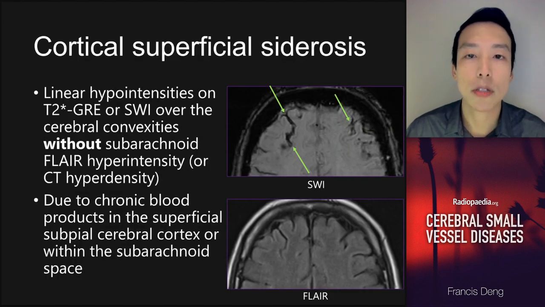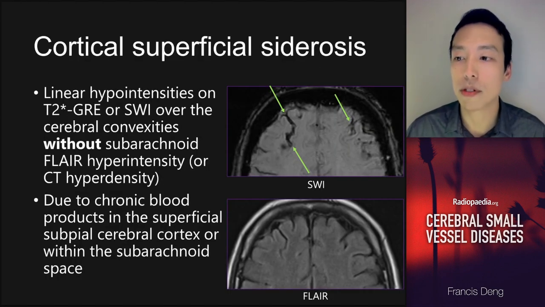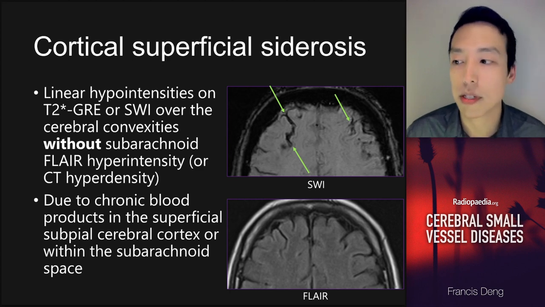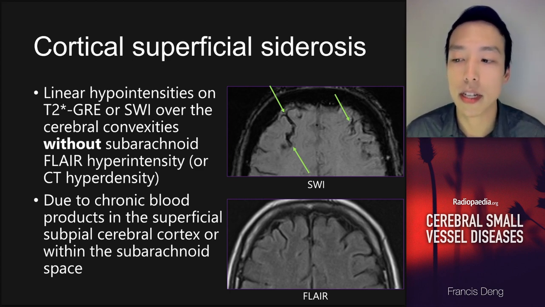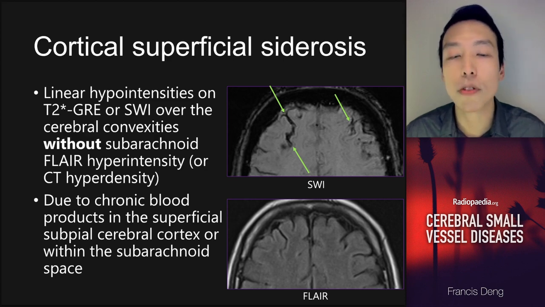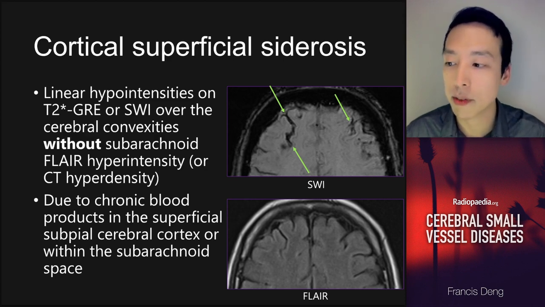Our next marker is cortical superficial siderosis, sometimes known as superficial cortical siderosis. These are linear rather than punctate hypointensities on GRE and SWI. These happen over the cerebral convexities, and that is in contrast to the classic superficial siderosis that occurs in the infratentorial compartment that presents with hearing loss and so forth. We're talking about over the cerebral convexities and in the sulci.